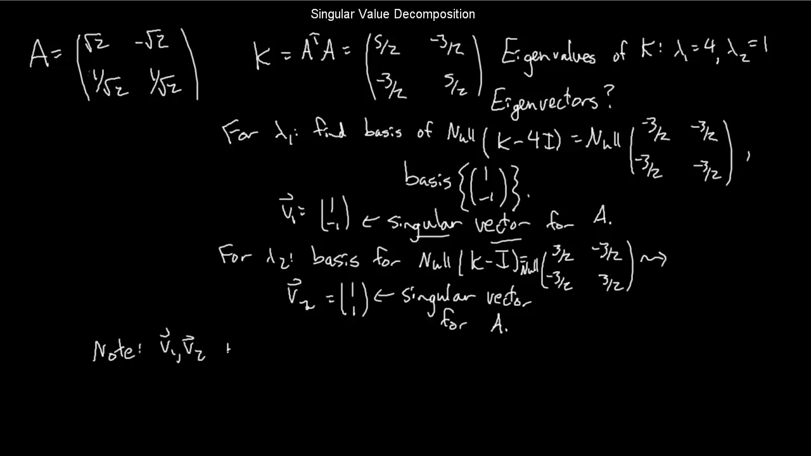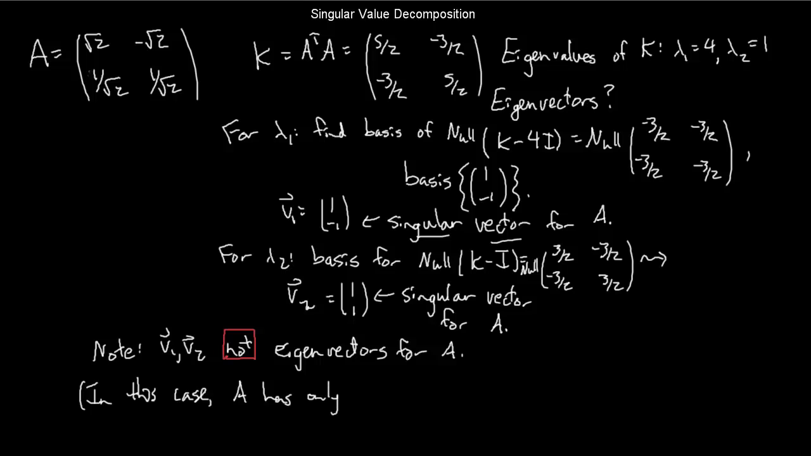Now, I want to be clear here that v1 and v2, these singular vectors for A, are not eigenvectors for A. If you multiply A times (1, 1), you do not get a multiple of (1, 1). Instead, these are eigenvectors for K. In this case, the matrix A doesn't actually have any real eigenvalues. You need to pass through the complex situation to understand the eigen decomposition for A. It only has complex eigenvalues.